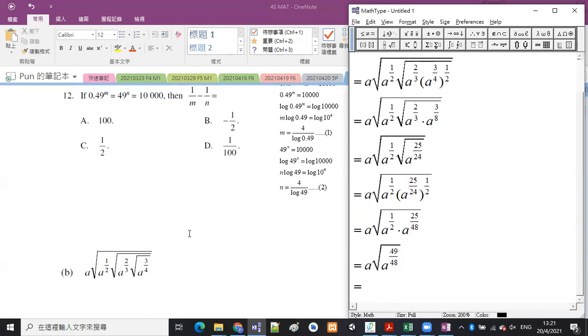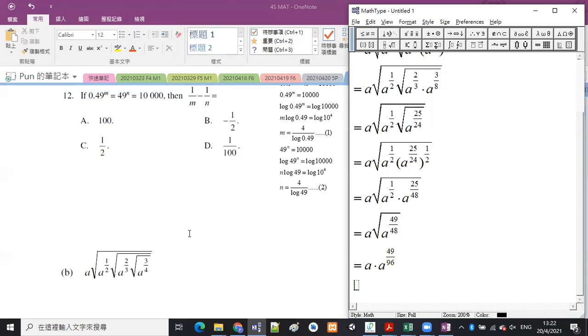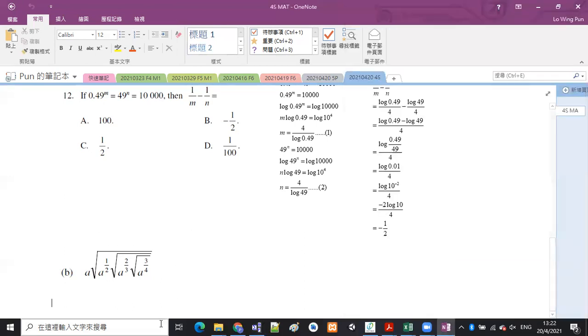Okay. And you change the square root to be power 1/2 again. Okay, it becomes a times a to the power 49/48 times 1/2. So that should be 49/96. Finally, this is power 1. And when you multiply these two terms together, you add the index together again. So 1 plus 49/96 should be 145/96. 145/96, and that is the final answer. Is that okay? Yeah.